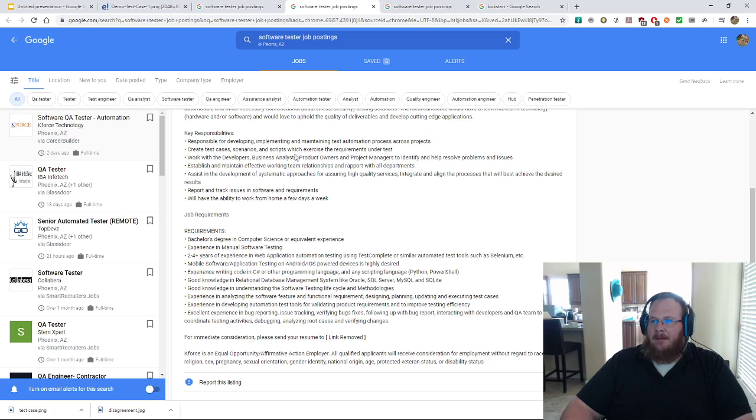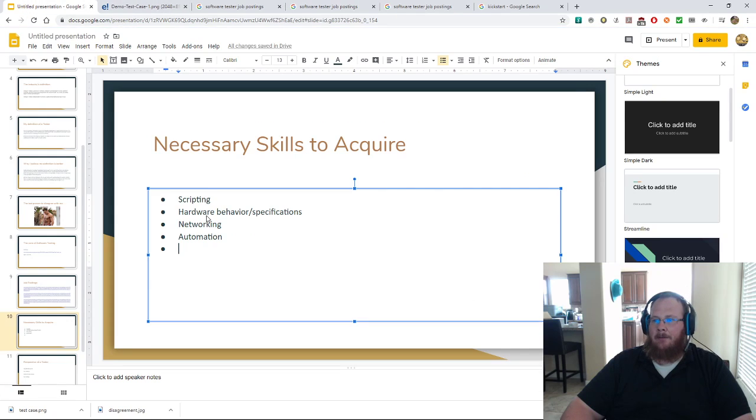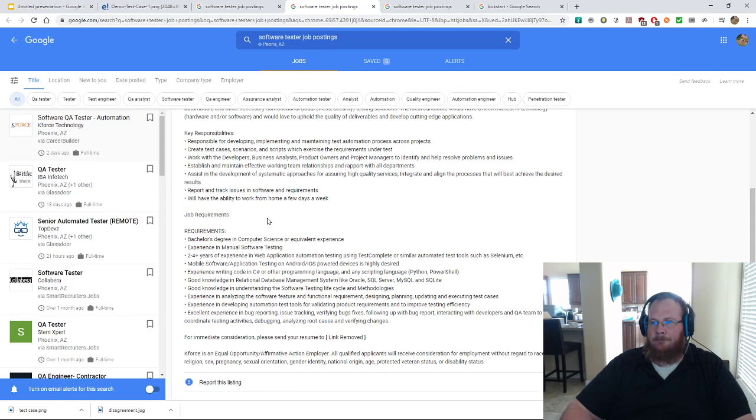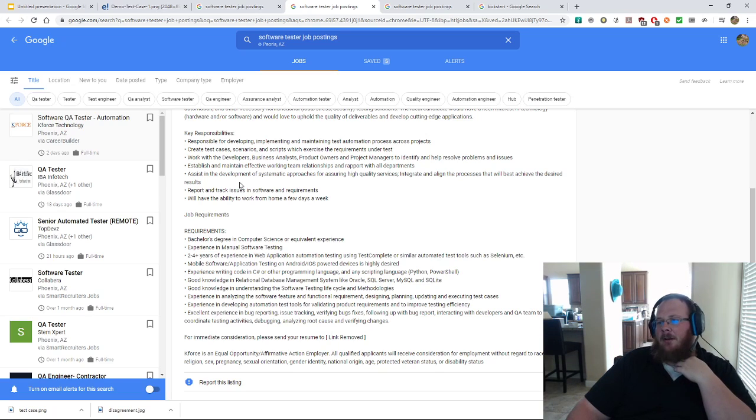Work with developers, business analysts, product owners, and project managers to identify and help resolve problems and issues. Great. So you need to have some sort of collaboration skills. You need to be able to talk to people, to receive feedback and give feedback. Establish and maintain effective working team relationships and rapport with all departments. Same thing. Assist in the development of systematic approaches for assuring high quality services. Integrate and align processes. It'll be best achieved.